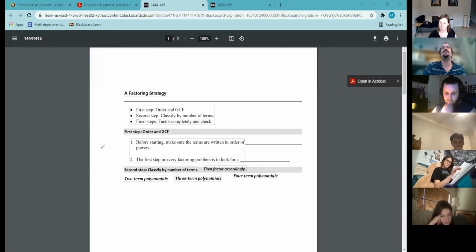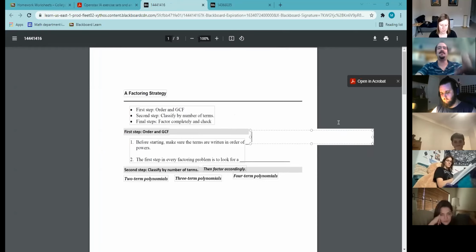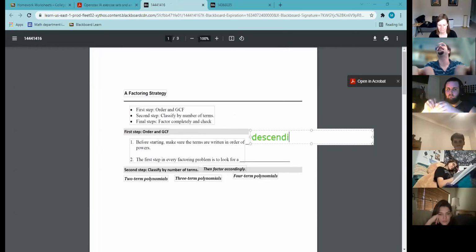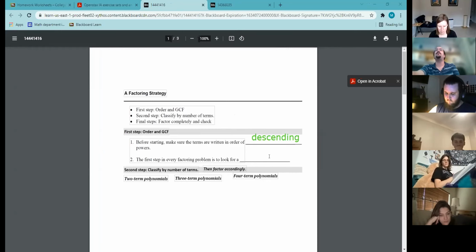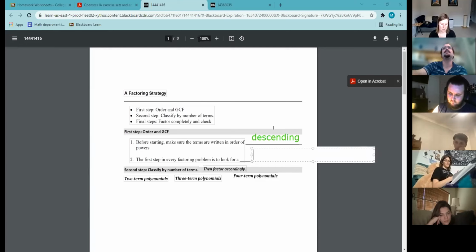It says, first step, before starting, make sure the terms are written in order of what powers? This is the thing I totally didn't do on that one problem. Descending. Yeah, make sure they are in descending power. And what's the first thing we should do when we factor it? We get it in the right order. And then when we actually start the factoring process, what's the first factoring thing we should do? Look for the greatest common factor. GCF, right? That's what they're looking at here.